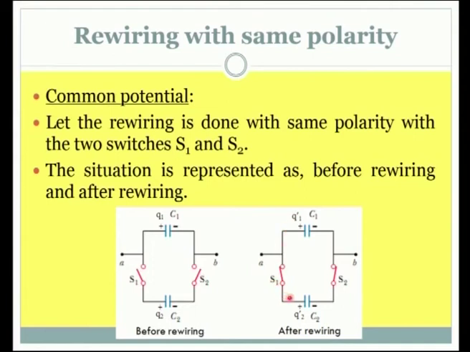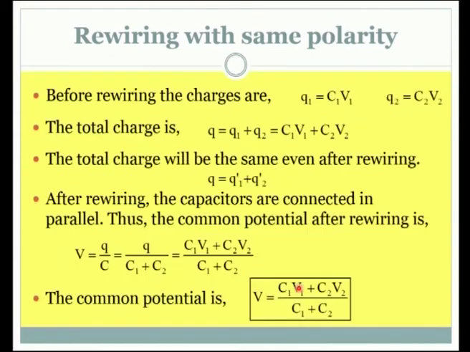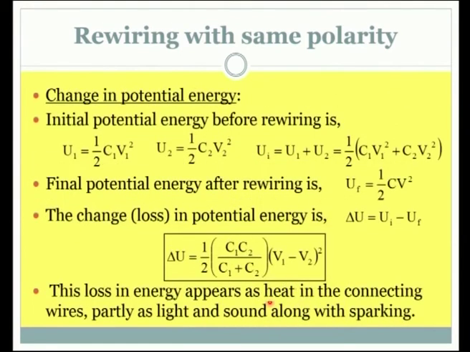See, the two capacitors are now connected in parallel. So, there must be a common potential. This is the expression for the common potential. The change in potential energy is also likely to happen in this case. So, this is the energy for the first case of the two capacitors.